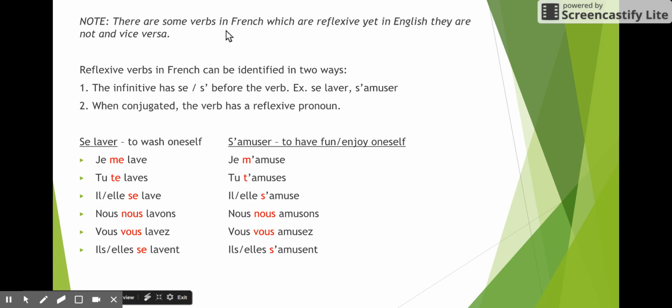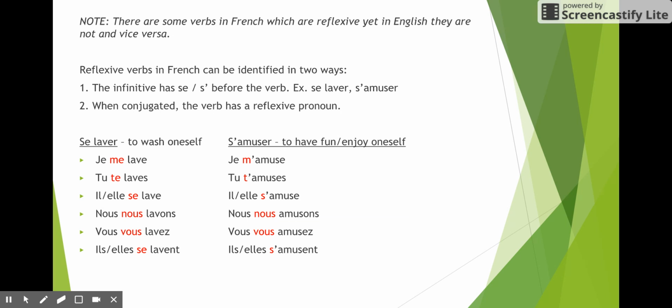Okay. So first, when we see a verb, how do we know in French that it is reflexive? If you see it in the infinitive form, you'll notice that it has a se, or an s apostrophe if it starts with a vowel. So se laver, it's not just laver. Laver by itself means to wash. But when we say se laver, it's reflexive, to wash oneself. Same for s'amuser.